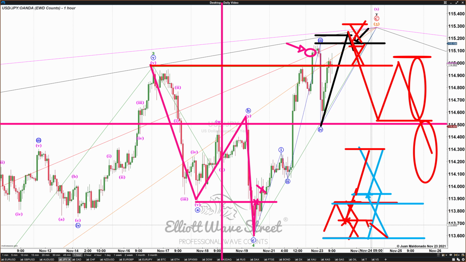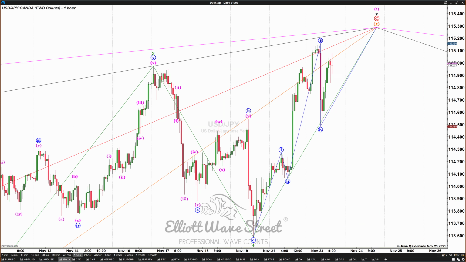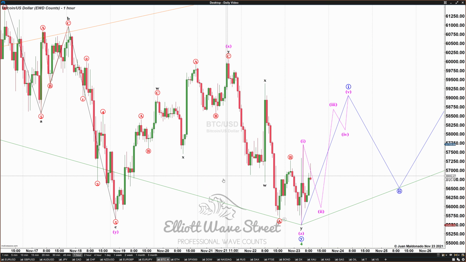So that's going to be the plan on the dollar yen. Let's have a look at something else. Let's see what else is interesting. And don't forget that if you access our membership, you are going to get the full analysis, live market analysis every day. Let's have a look at the Bitcoin.